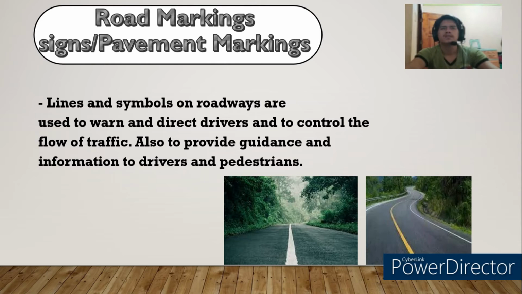So these markings on the road surface is very important in order to convey official information. Also provide guidance and information to the drivers and pedestrian. So as a result, if we see yellow or white lines on the road surface sa main na kalsada jud, so we are looking at pavement or road markings. So we can always observe that on the highway.